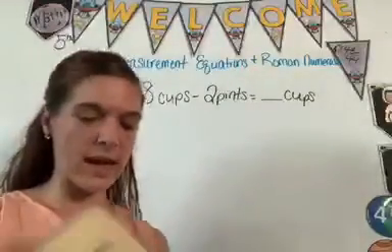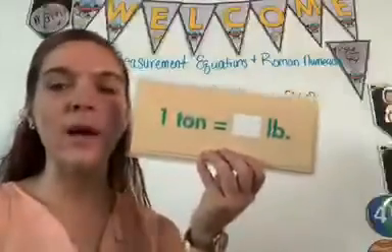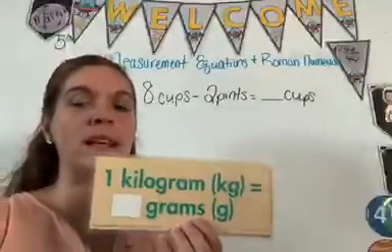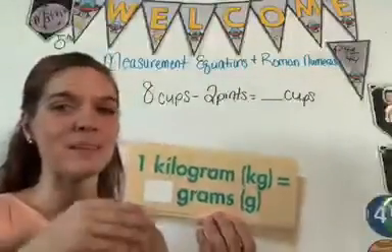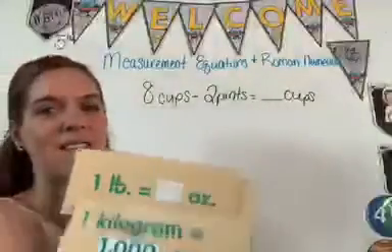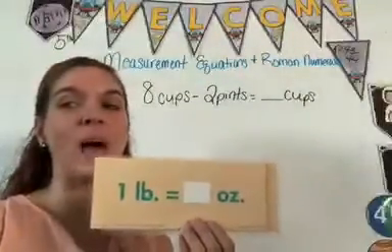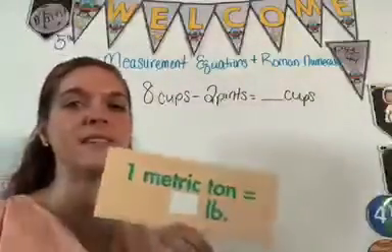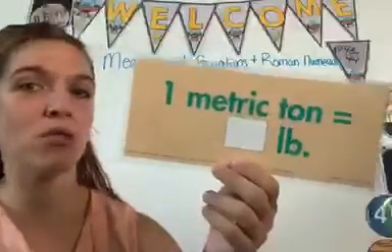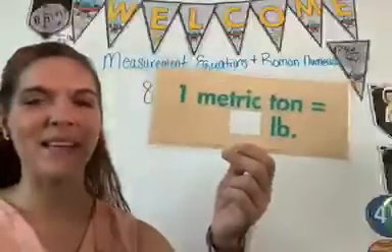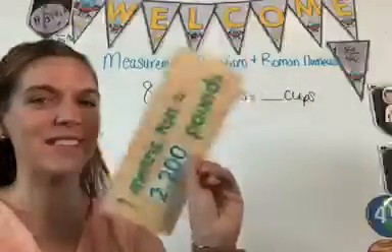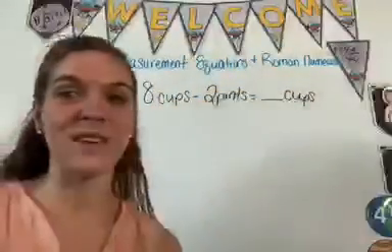36. Okay. Mario, 1 ton equals how many pounds, buddy? 2,000. 1 kilogram equals how many grams, Oscar? 1,000. 1 pound equals how many ounces, Ethan? 16. And dun, dun, dun, dun. Everyone yell it out for me. This is kind of a new one. 1 metric ton equals how many pounds? 2,200. Crazy, right? Okay, we're not done yet.